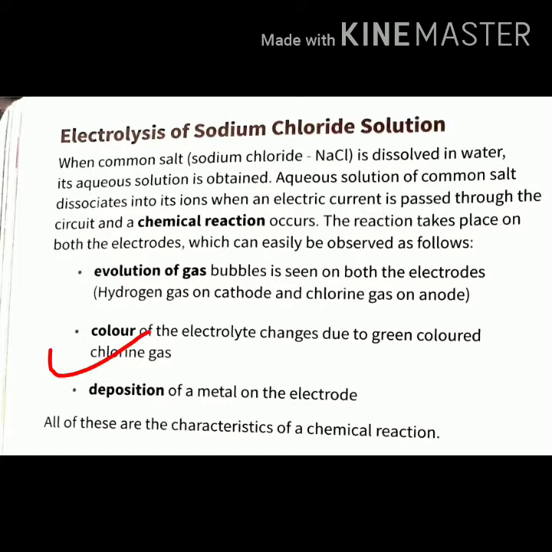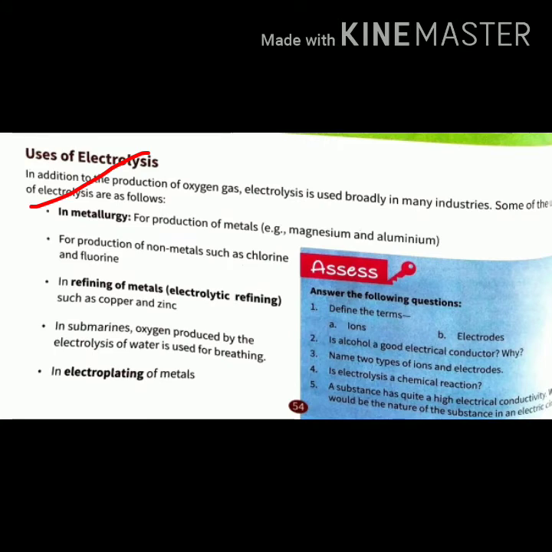The second is the color of the electrolyte, which changes due to the green colored chlorine gas, and the third is the deposition of a metal on the electrode. And lastly we discussed the uses of electrolysis, like in metallurgy for production of metals, production of non-metals like chlorine and fluorine, in refining of metals, in submarines where oxygen produced by the electrolysis of water is used for breathing, and in electroplating of metals.